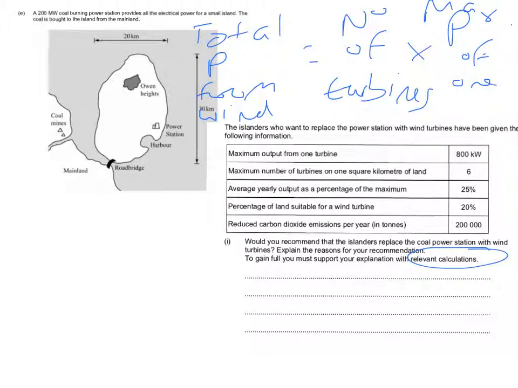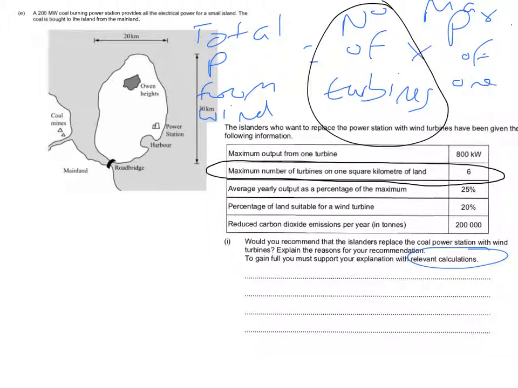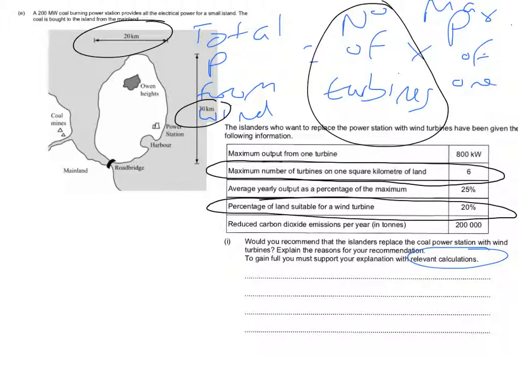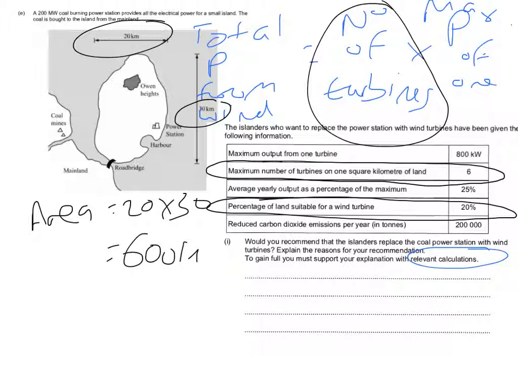So the first thing that we're going to try and look at is the number of turbines that we can get on there. So we want the number of turbines. I'm going to highlight the information that we've received in this question that will be relevant for us to find out the number of turbines. So we can find out the maximum number of turbines on 1 kilometre square of land, and then the percentage of the land suitable for wind turbines, and then we've got this information here that says 30 and that says 20. So we're going to find out the area first. So the area equals 20 times 30, which gives us 600 kilometres squared. So that's the total area of the island.